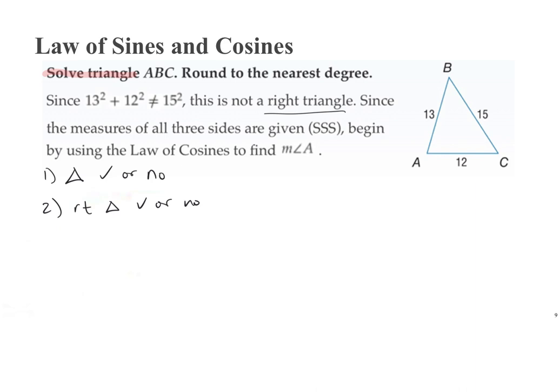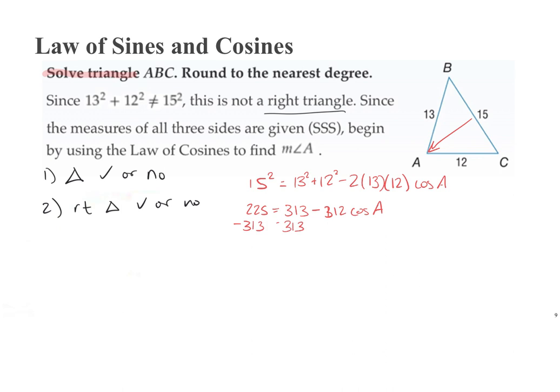First off, we have to do law of cosines to find angle A. So I'm going to do law of cosines to find angle A, which means we have 15 squared is equal to 13 squared plus 12 squared minus 2 times 13 times 12 cosine of A, because those are related. Now we go ahead and simplify. So 15 squared is 225. 13 squared plus 12 squared is 313 minus 2 times 13 times 12. And that is 312 cosine of A.